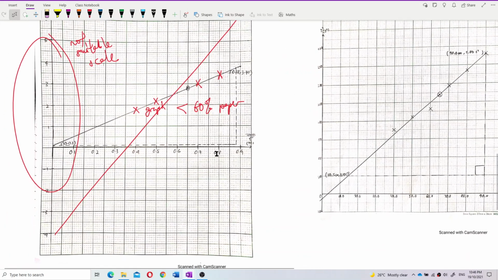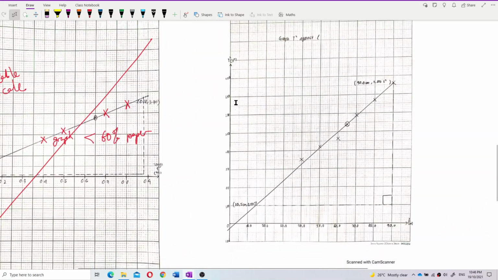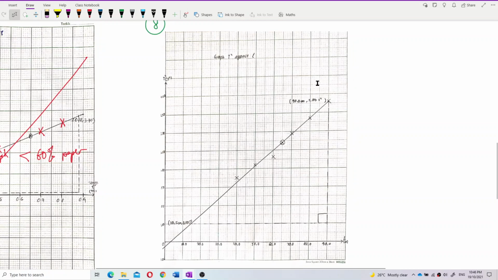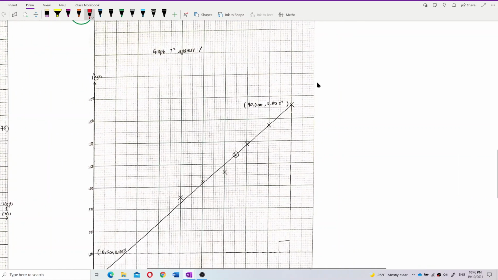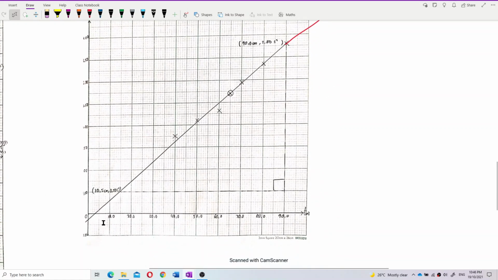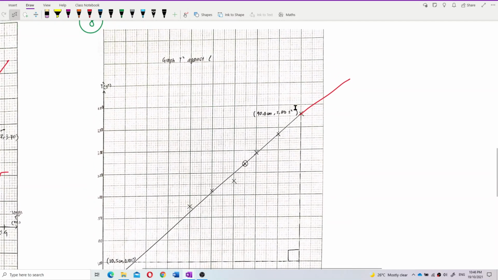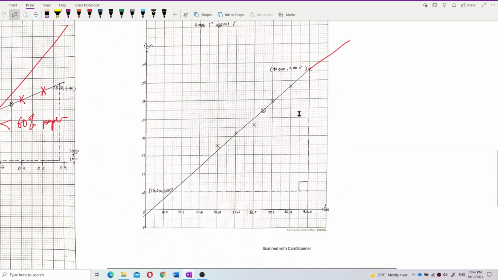So next, about this one, what is the mistake of this person? This one also, the graph needs to extend more than the last point. Yeah, more than the last point. Okay. So these are the mistakes in the graph.